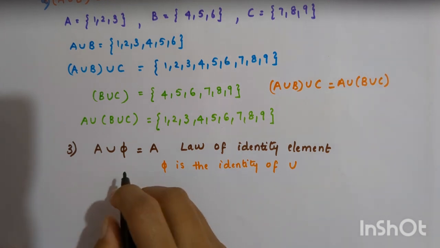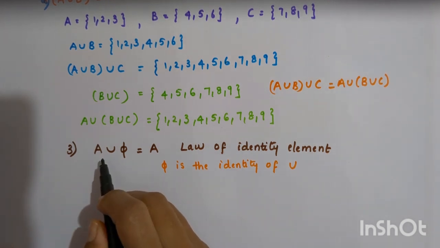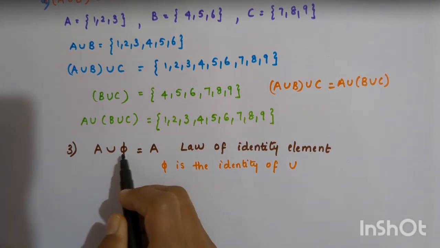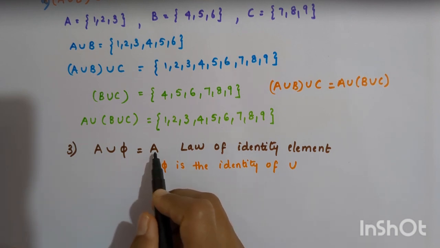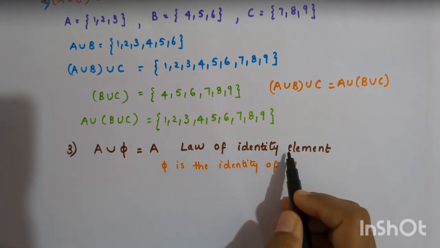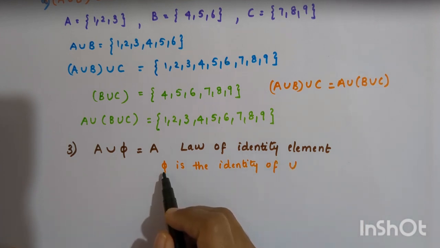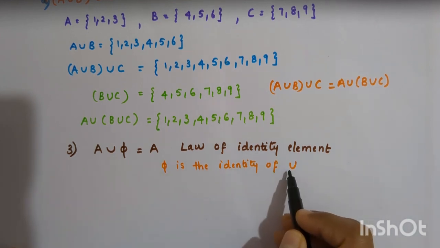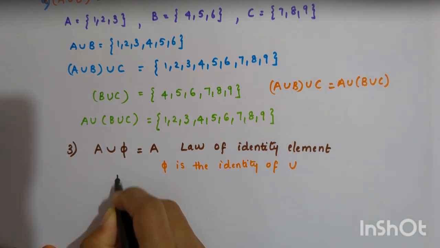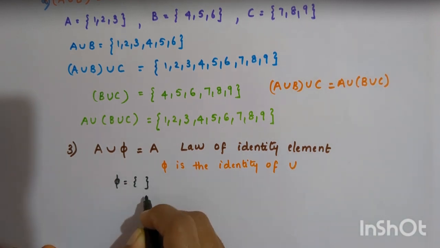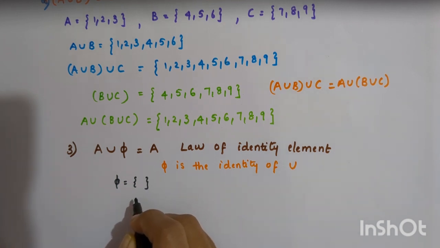Now, let us see the third property of the operation of union. That is A union phi. Phi is the null set. That will be equal to A. This is actually known as law of identity element. Here you see the null set phi is actually the identity of the operation union. So phi is the null set, no elements will be there in that set. We have already discussed about null set in our previous video.